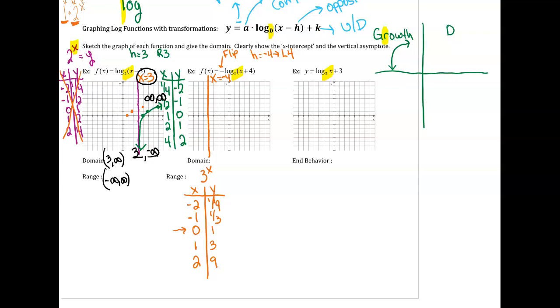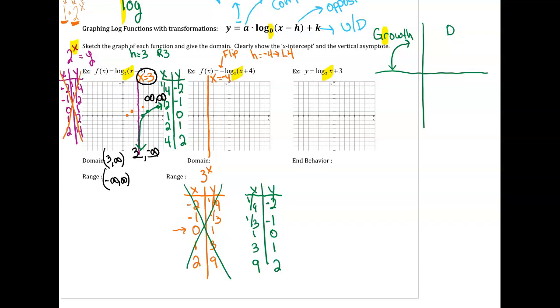I can get the log function table by simply switching these around. So my x's become my y's, and my y's become my x's. All right, and then these are not the ones I want. I want the ones in green. All right, let's go ahead and get these graphed.